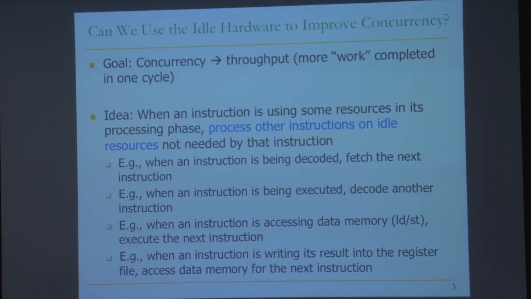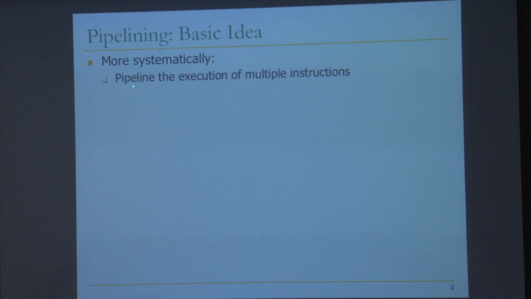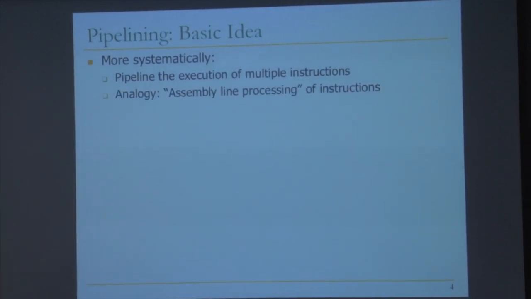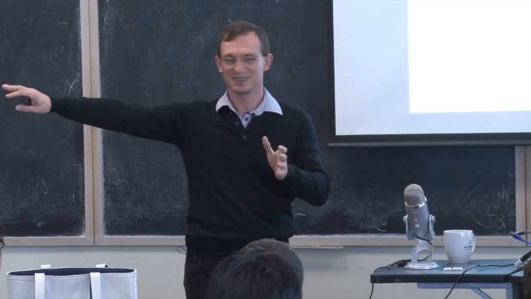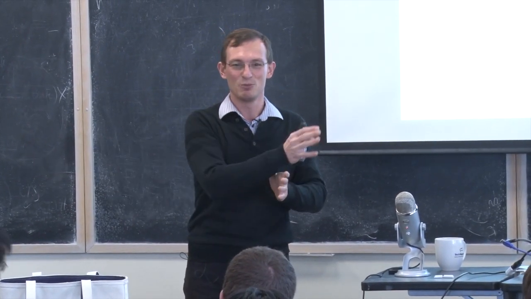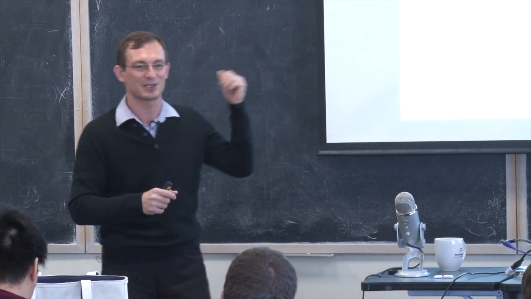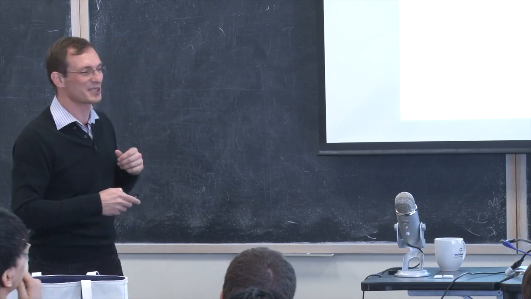And the goal is to improve concurrency. OK, so the basic idea is very simple, basically. So more systematically, pipeline the execution of multiple instructions. It's like assembly line processing of instructions. You know assembly line processing in a factory? When a part of the car is assembled, some other part is being built toward the end of the factory, right? And these parts basically move through the pipeline such that eventually they form the car. That's one example. I'll give you a laundry analogy, which is also interesting, I think.